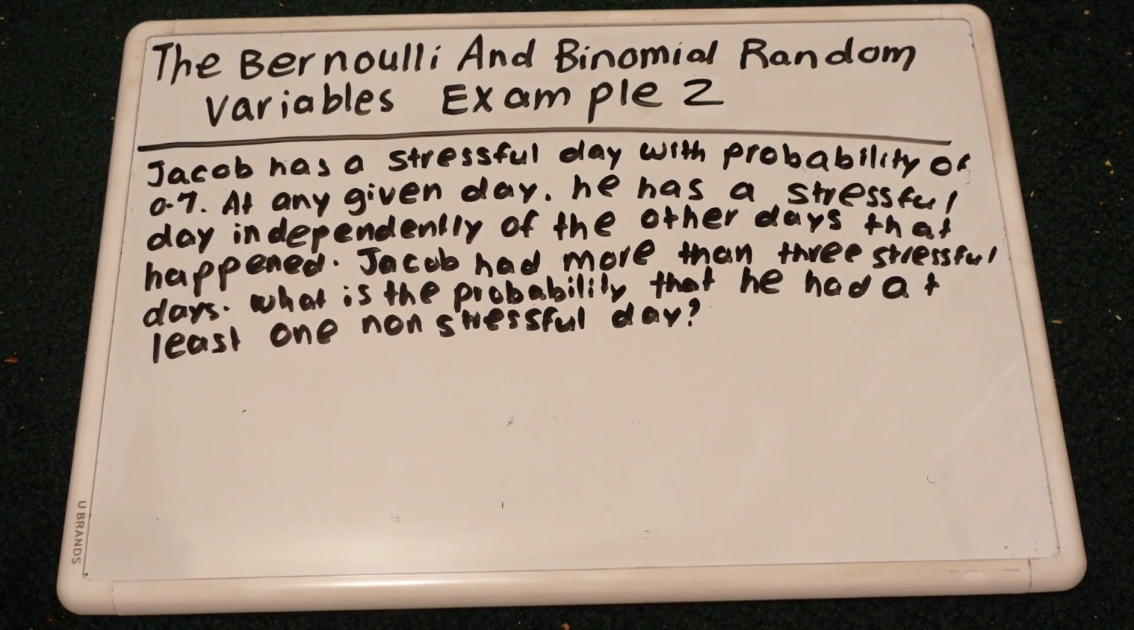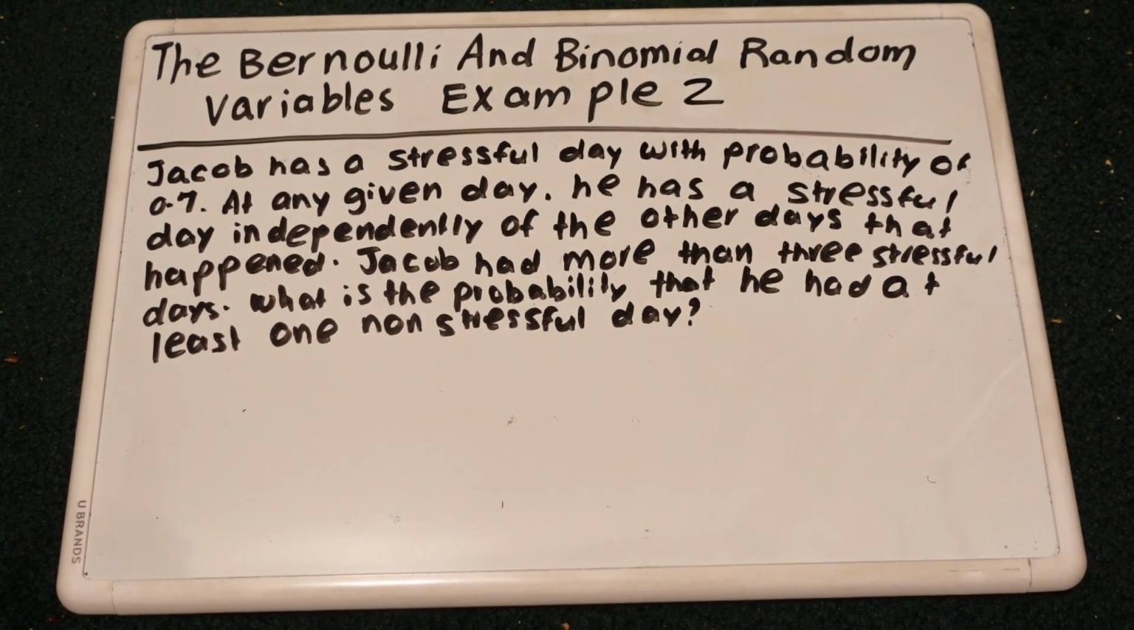So in this video, I'll be doing another example of the Bernoulli and binomial random variables and probability. Jacob has a stressful day with probability of 0.7. On any given day, he has a stressful day independently of the other days. Jacob had more than 3 stressful days. What is the probability that he had at least one non-stressful day? This is another example of a binomial random variable.